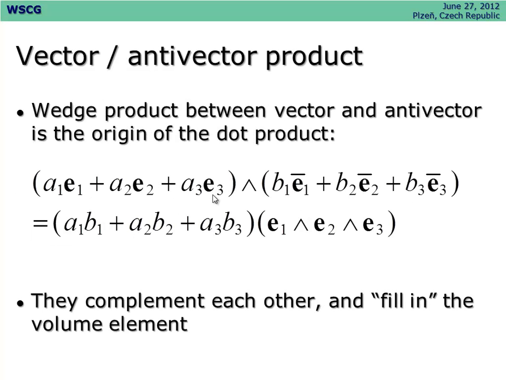All right, so what happens when we multiply vectors and anti-vectors together? So in three dimensions, that would be a vector times a bivector. Each of these E's with a line over it means everything except the subscript. So this is E2 wedge E3, this is E3 wedge E1, this is E1 wedge E2. Okay, so we take a vector, wedge it together with a bivector. We get this after we've collected terms and come up with our single basis trivector there.